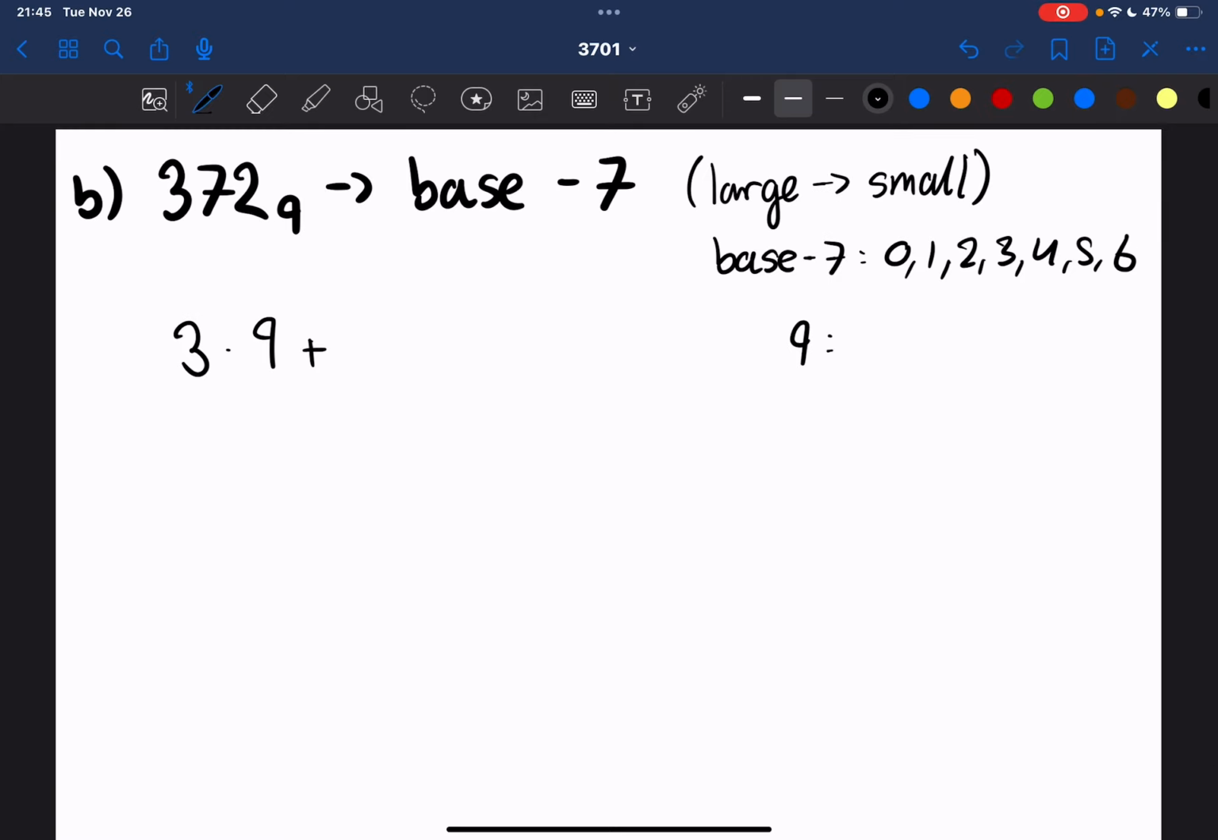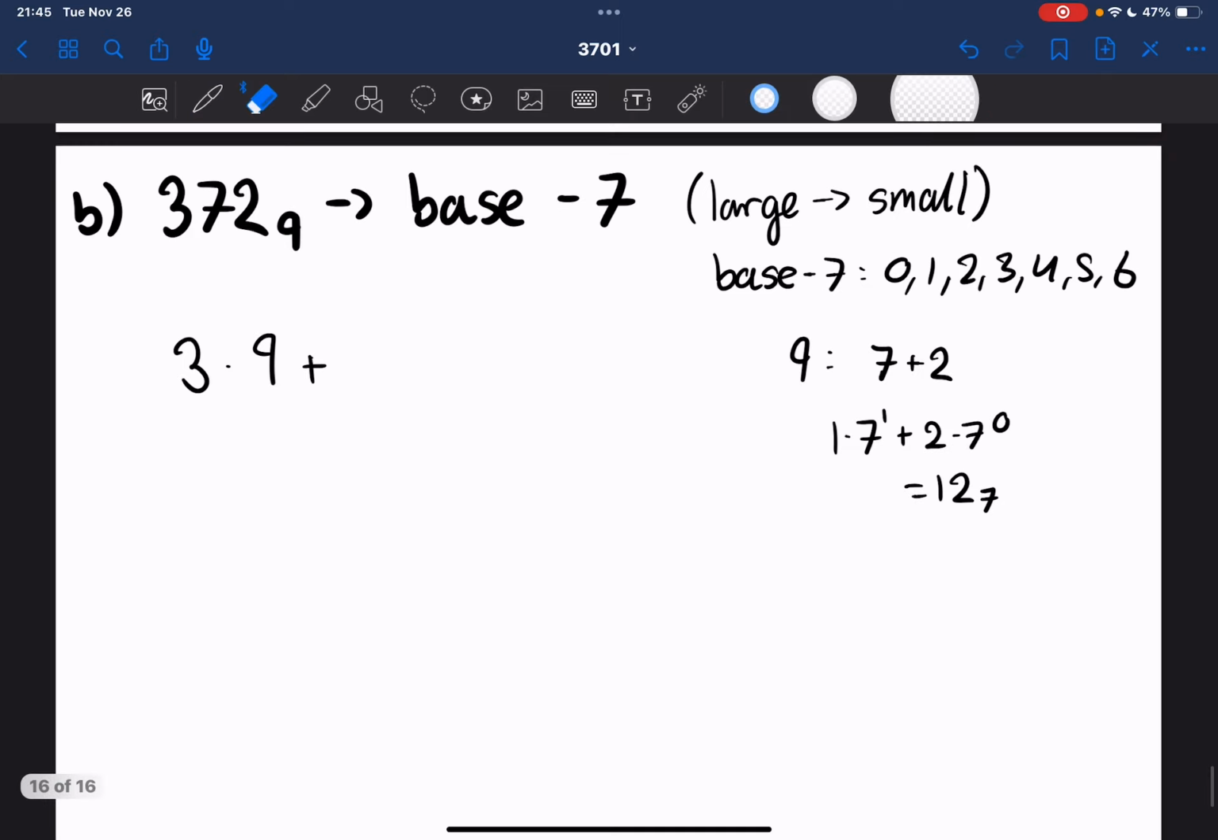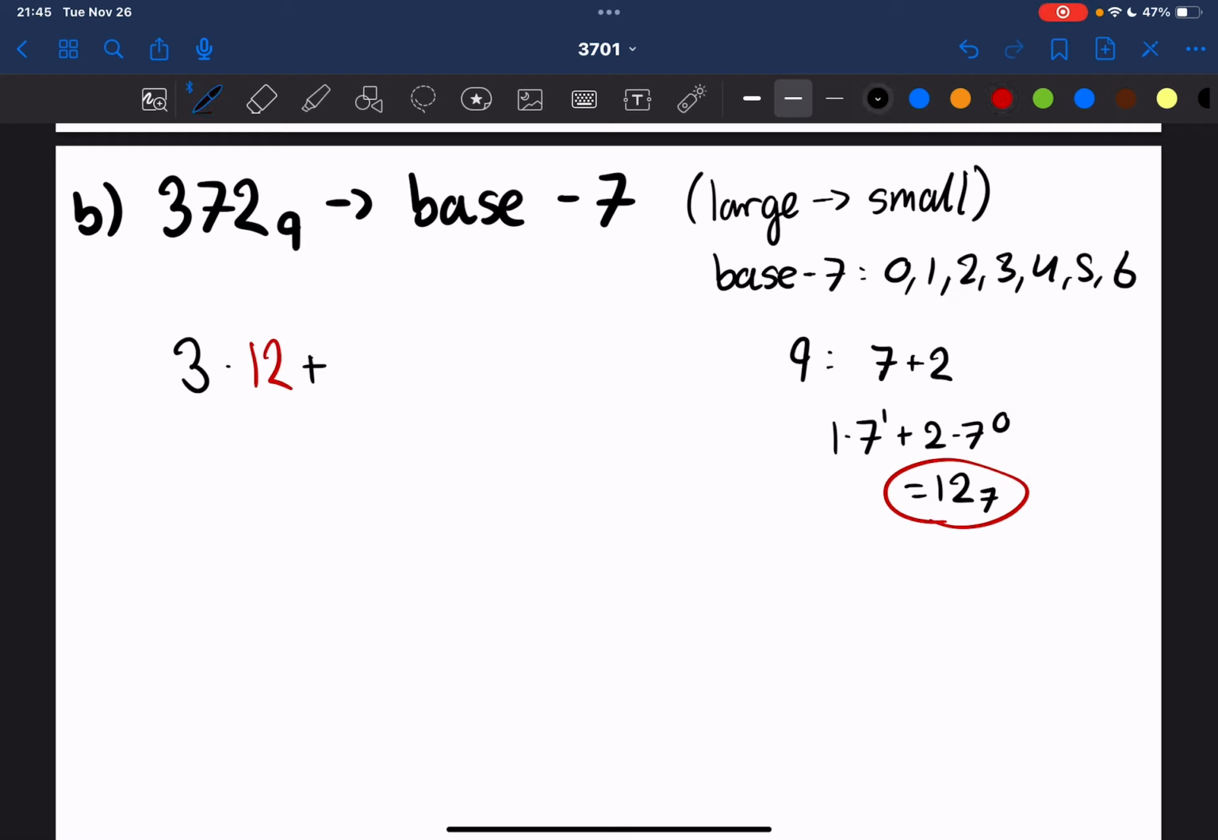It's just 9 is equal to 7 plus 2, right? So that would be 1 times 7 to the 1 plus 2 times 7 to the 0. That just means that it's 12 base 7. So 9 is just equal to 12 base 7. So let's convert this 9 into a 12. I guess I'll just circle it there. That's where it comes from.